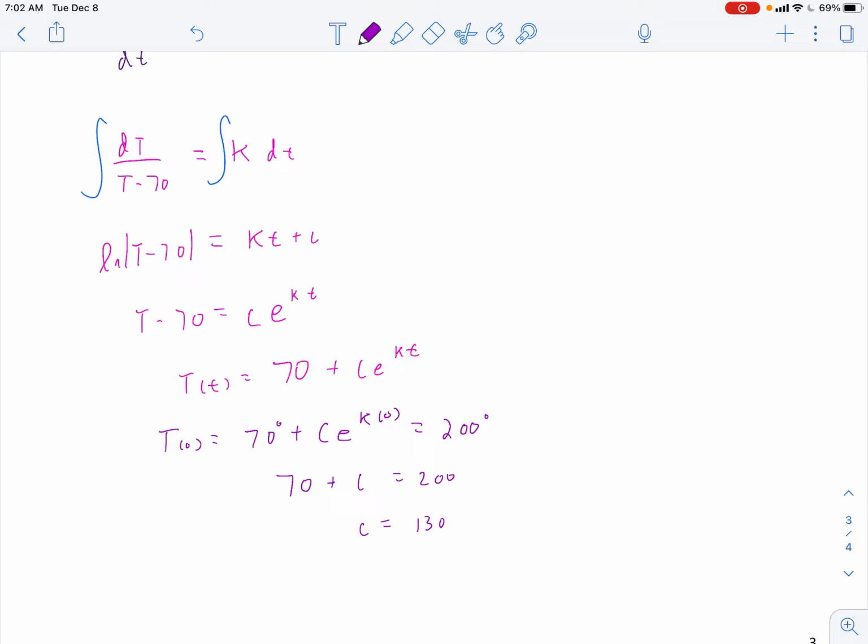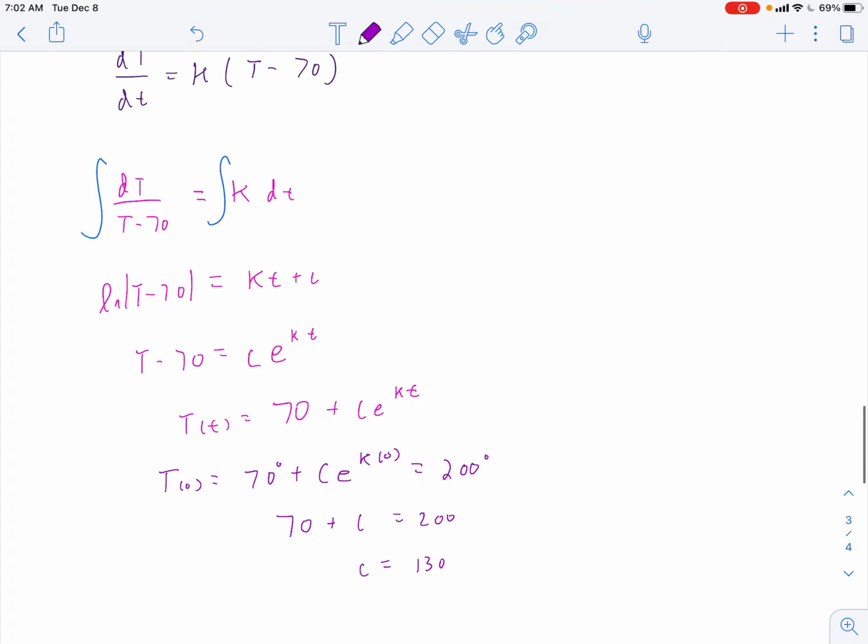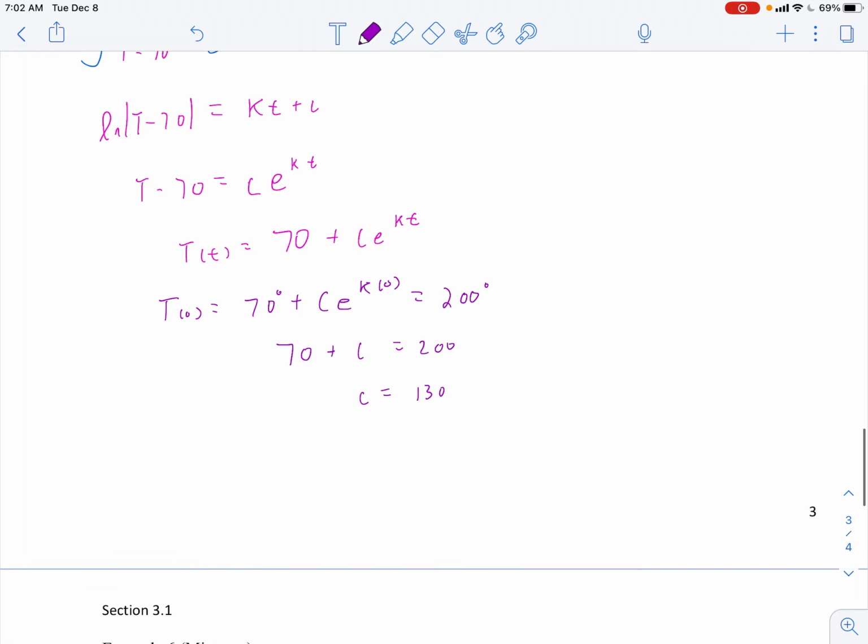All right, now we have our equation, and now what we need to do is make sure I have everything in its correct space. Now what we want to do is write out our equation, and we're going to have this: T of t is equal to 70 plus 130 e to the kt.